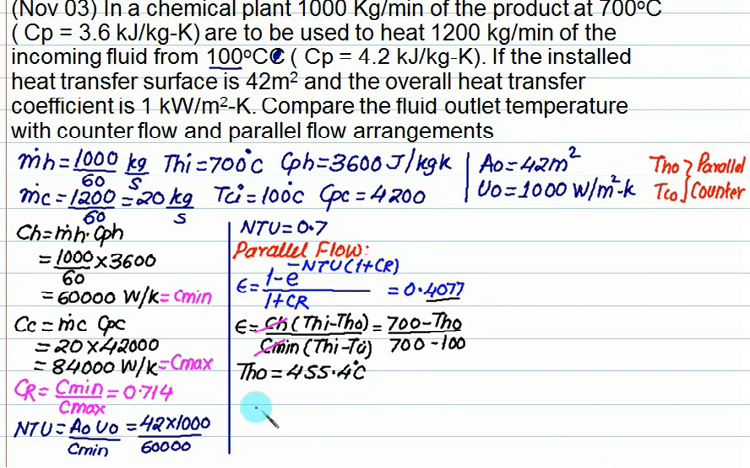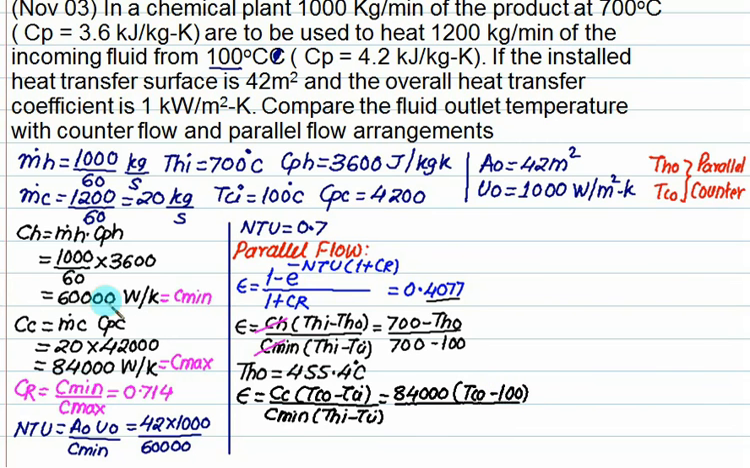We have a second formula for effectiveness. Cc is 84,000. Tco we don't know. The minimum is 60,000, 700 minus 100. From this we can find out the value of Tco. All of you are getting 274.